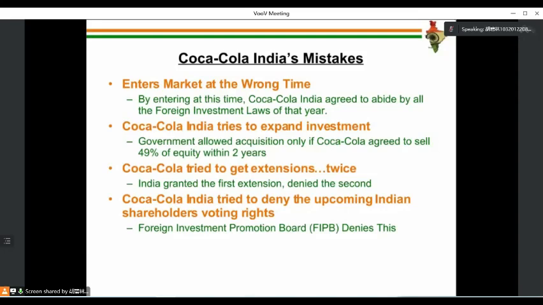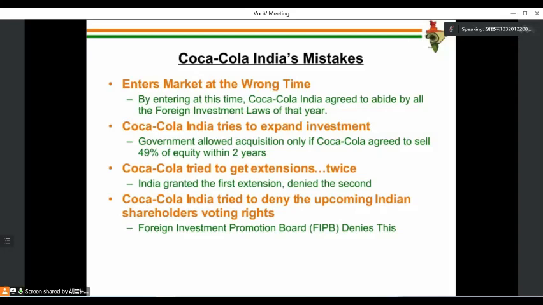Okay, because when they tried to enter, Coca-Cola India agreed to abide by all the laws for foreign investment. And then Coca-Cola India also tried to expand its investment, where the government allowed acquisition only if the company agreed to sell 49% of its share within 2 years. But you know, Coca-Cola rejected. Okay, and Coca-Cola tried to get an extension. Okay, so the Indian government actually accepted the first extension, but later on they denied the second extension.